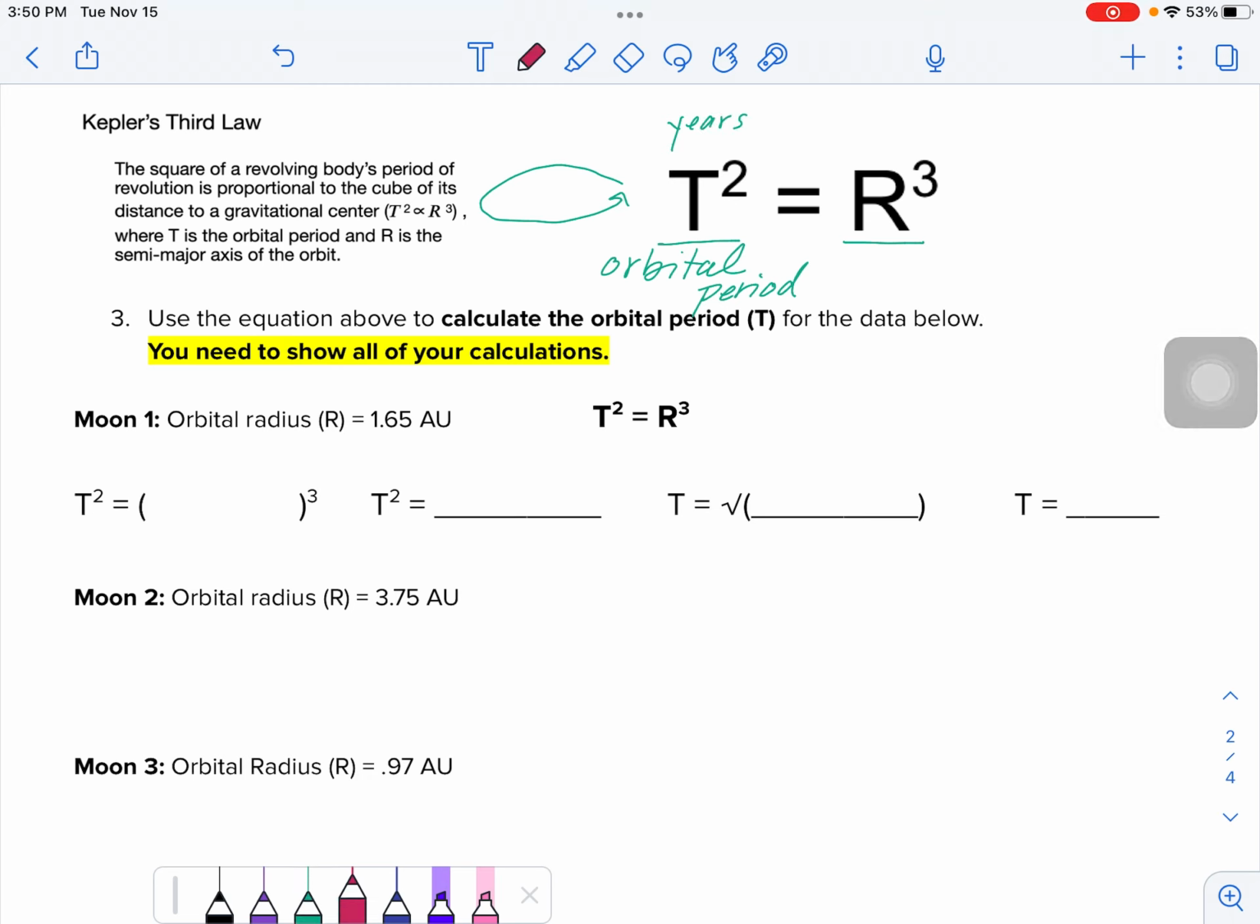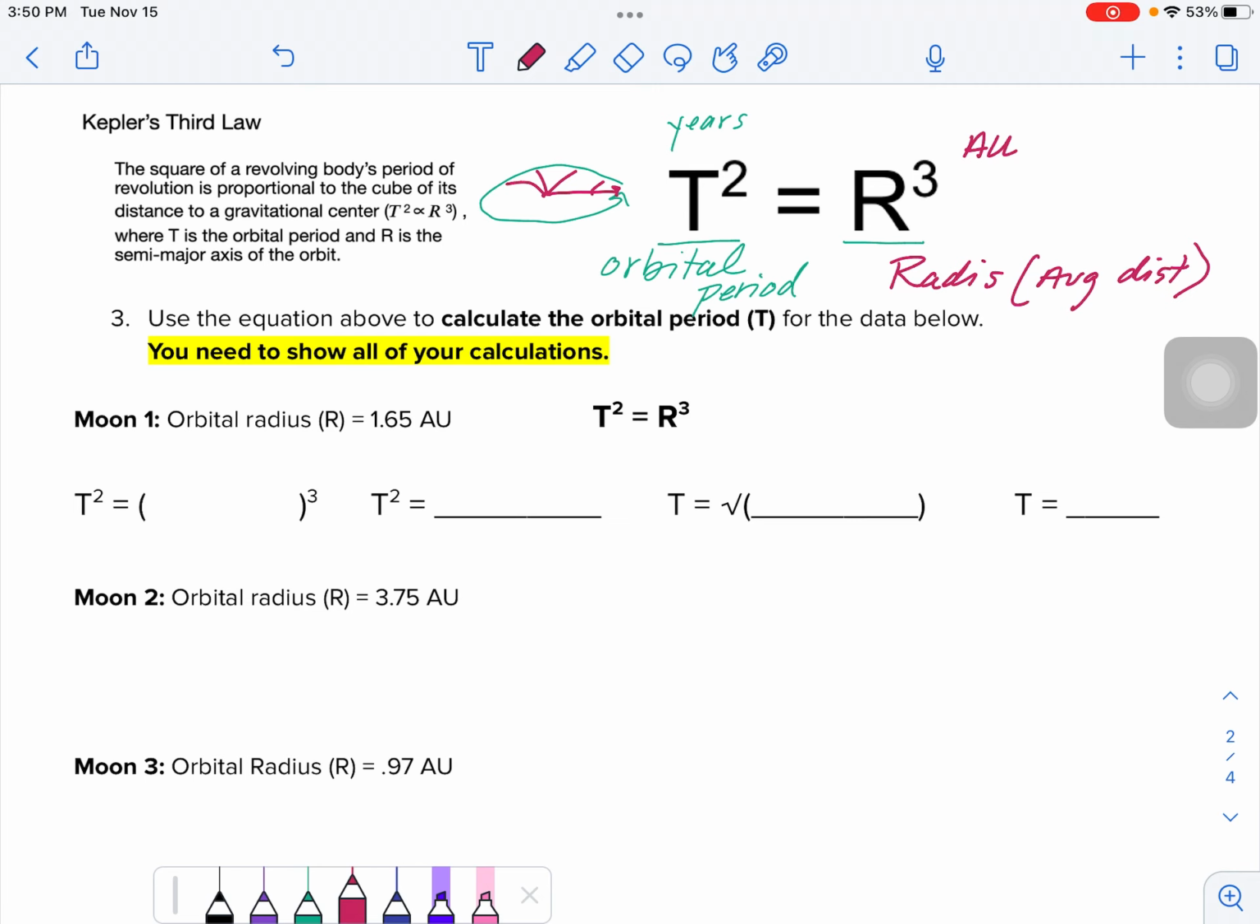Our R then is thinking about radius, and remember that's an average distance from the center or the star in the middle to the outer edge, right? So it's that average because every single distance is a little bit different. And that is measured in AU, astronomical units.